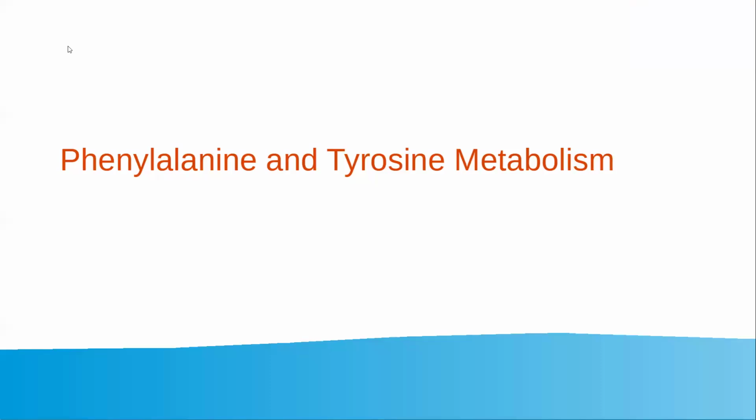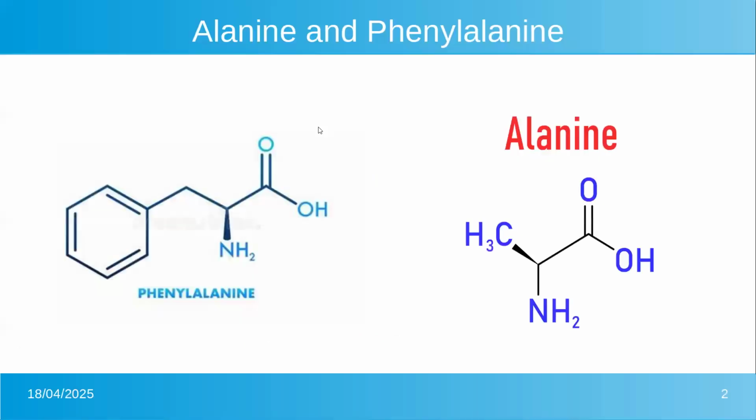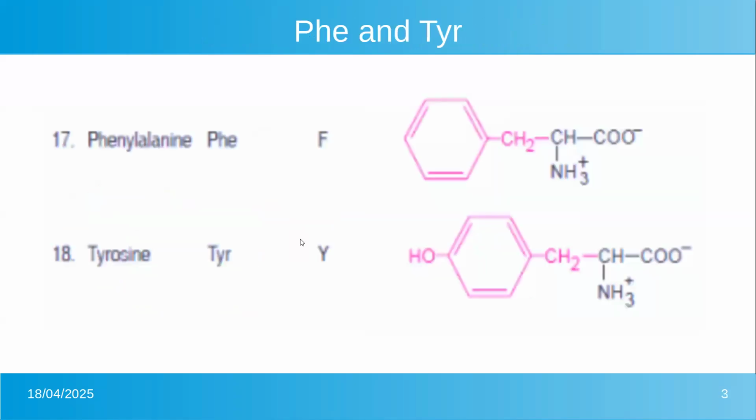Today we'll be quickly brushing over phenylalanine and tyrosine metabolism. Phenylalanine and alanine, the only difference is the phenyl group. This is alanine and this is phenylalanine. The only difference being that a phenyl group is attached to the alanine molecule. So both of them to some extent behave similarly.